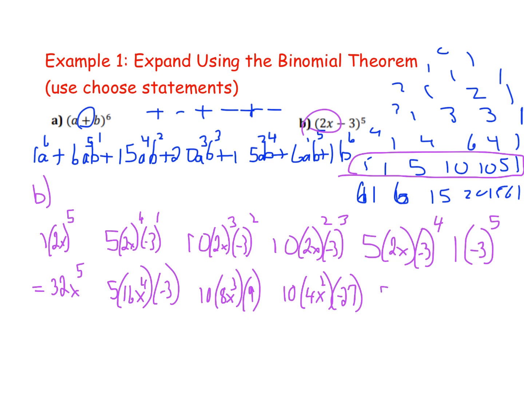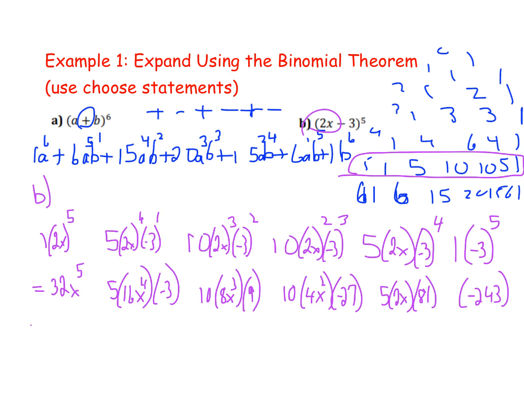Now we have 5 times 2x, and then negative 3 to the 4 is positive 81. You might need a calculator on some of those. I've just been doing this a really long time, so I can do them in my head. And then 1 times negative 3 to the 5 is just going to be negative 243.